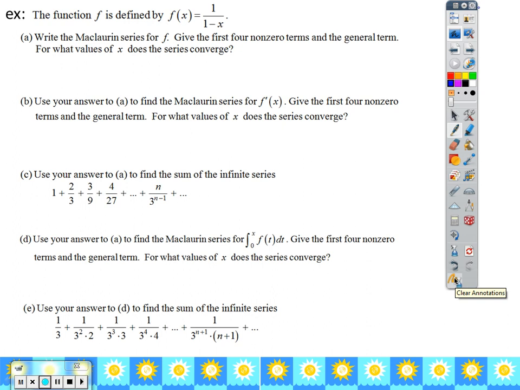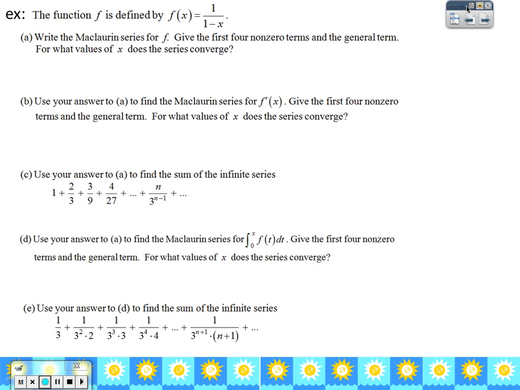All right. Let's start again. So we're going to do this. Okay? We're going to find the integral from 0 to x of f of t. All right, so let's do that. Okay, that's what they're asking us to do.